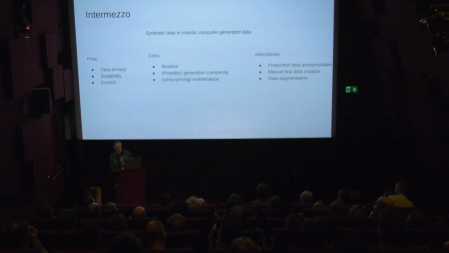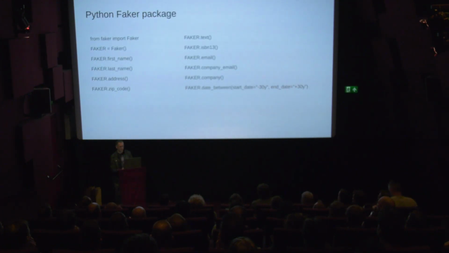It's when you take live data or a subset of it and anonymize it, remove and obfuscate sensitive information. You could create data manually. It's usually done for the smallest cases. And you could augment data. It's when you just slightly alter data. And Python Faker is a Python package for generating synthetic data. It knows many patterns and locales. It can generate names, text, addresses, zip codes, ISBN numbers, and a lot more.